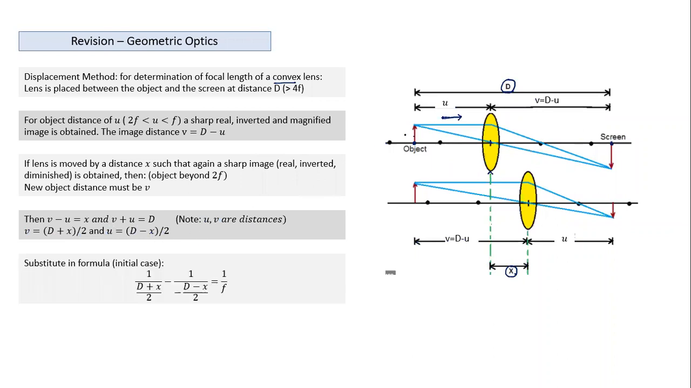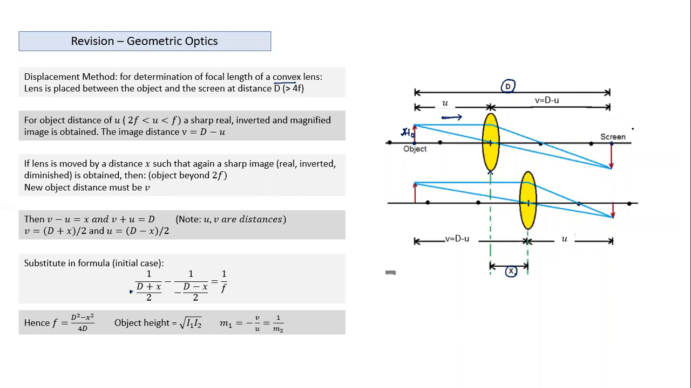Now I can substitute in the lens formula for the first case: 1 by v with positive sign, minus 1 by u, but u will be negative here, since it is a real object. When I substitute and simplify, I find the focal length is equal to (d square minus x square) by 4d. Another thing we come across here: let's say the object height is h naught. In the first case, what would be the magnification? The magnification in the first case will be equal to minus v by u.